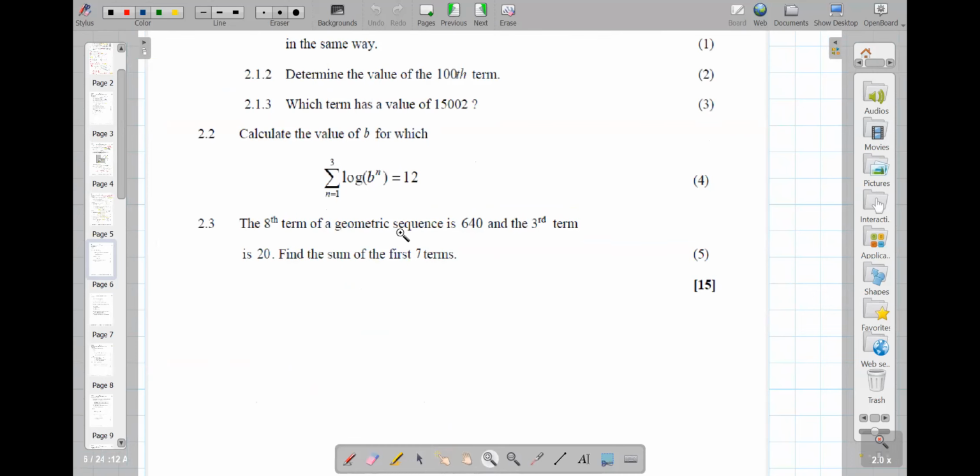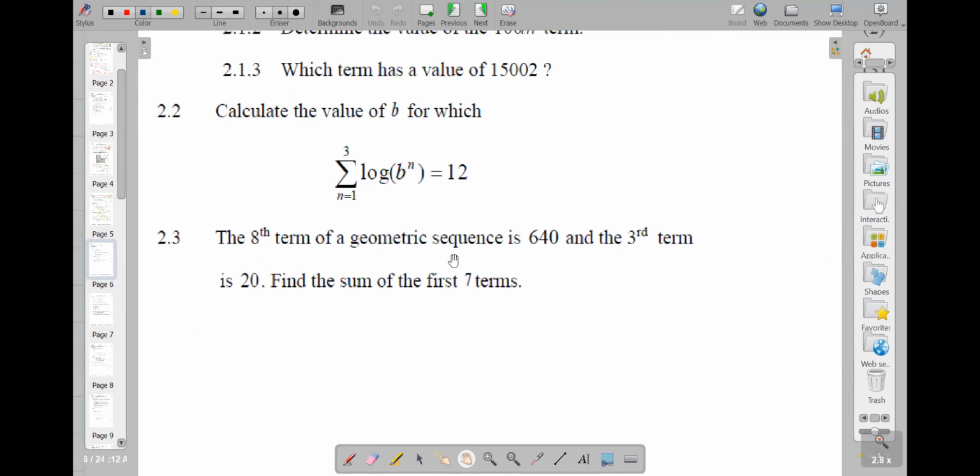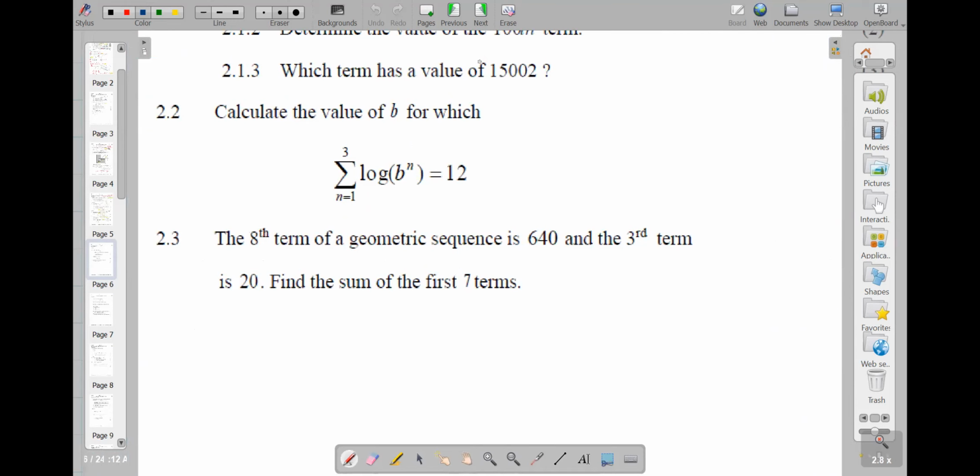But the two questions, 2.2 and 2.3, seem a little bit different. Let's have a look at these two questions and spend time on them. Because there is a log, it may confuse you, but the idea of sigma notation is basically the sum. Remember, it is the sum of the terms. We start with n equal to 1, and then n equal to 2, and n equal to 3, because we need to stop at 3. So that makes only 3 values: we put 1, then 2, then 3.